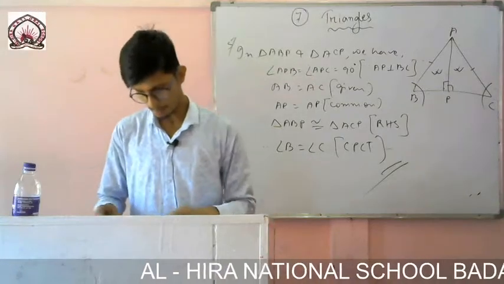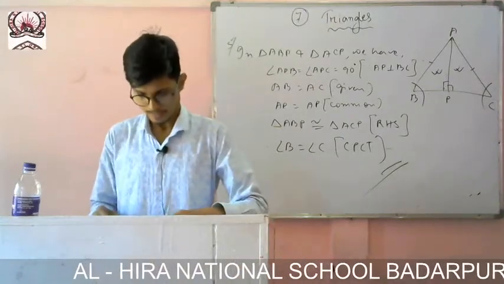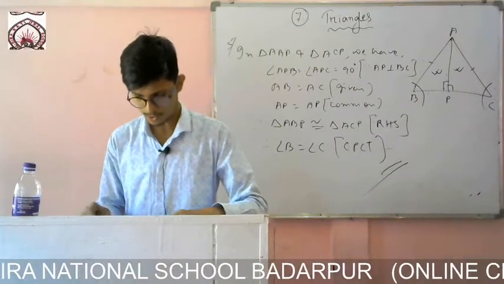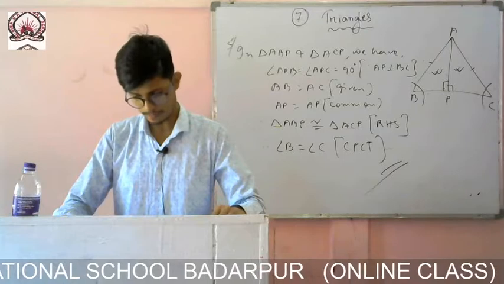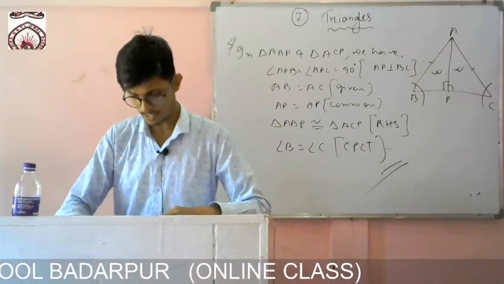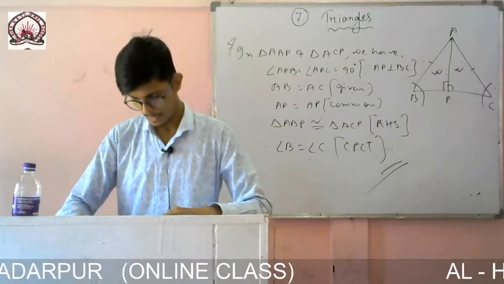Now example number 7, you see AB is a line segment, P and Q are points on the opposite sides of AB such that each of them is equidistant from the points A and B, so that the line PQ is the perpendicular bisector of AB.